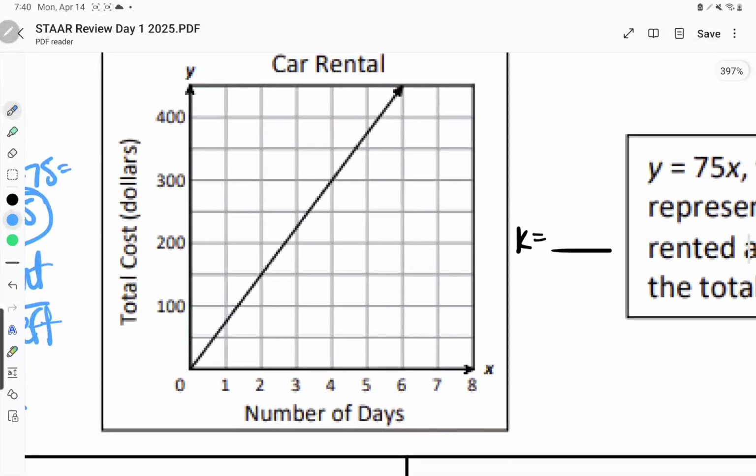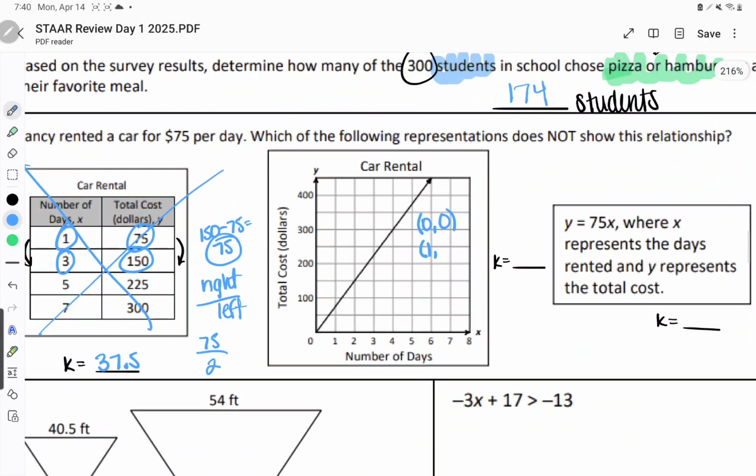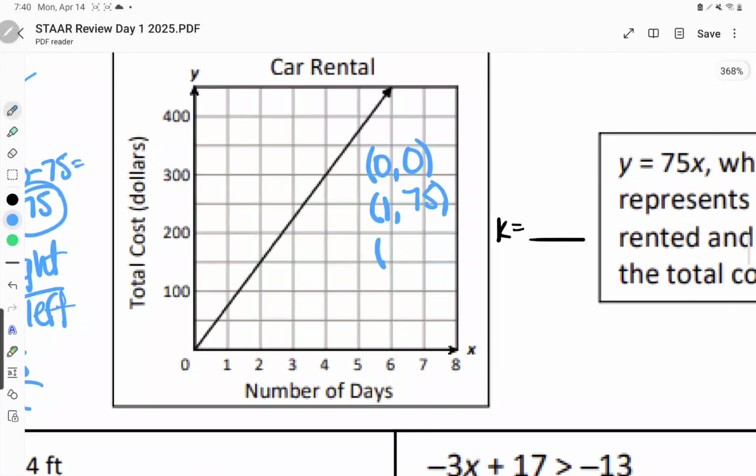For this one, I would say, okay, so I know on 0 days how much would it cost because she hasn't rented the car at all? $0. Well, day 1, how much would it cost? That should cost $75 because she did it for 1 day. Now, 2 days, how much would it cost? $150 because we just add another 75. So we're just adding 75 for each day.